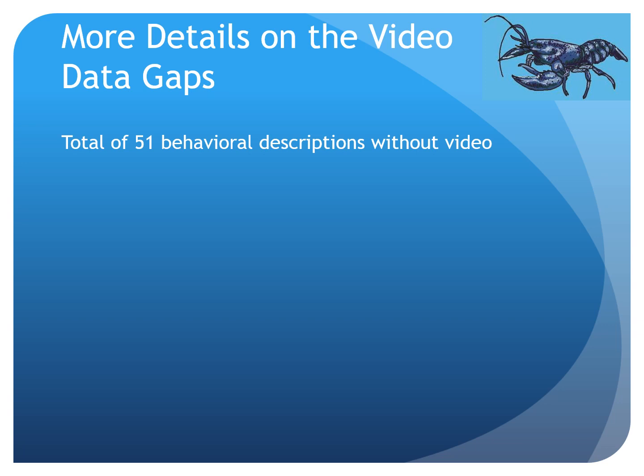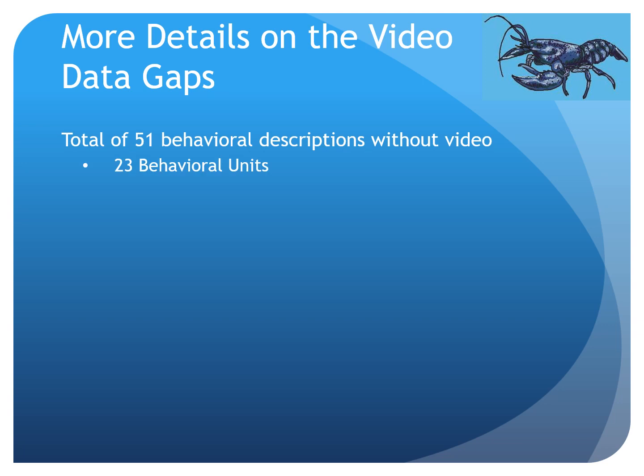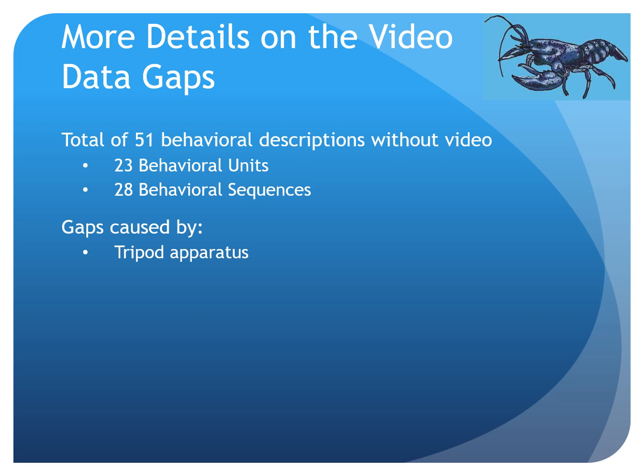Out of the total of 217 behavioral descriptions, only 51 descriptions lack a video example. All told, 23 behavioral units and 28 behavioral sequences are without videos. The greatest reason for these gaps in the video data is the tripod apparatus. It was impossible to record larval behaviors because lobster larvae live on or close to the ocean surface, whereas the tripods were designed to stay on the ocean floor.